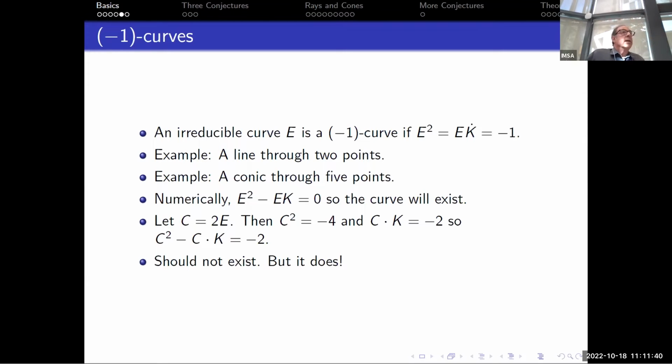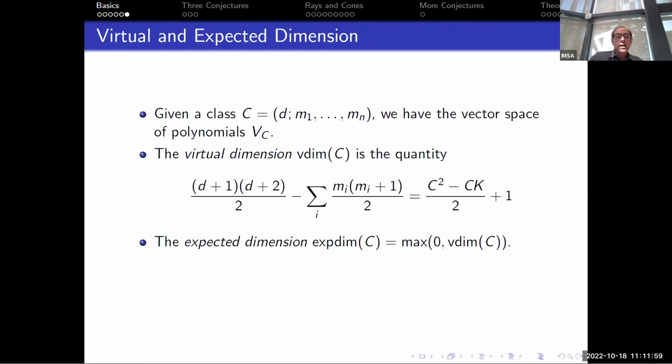Of course, the curve does exist. You have E exists, so whatever the polynomial that describes E, its square describes 2E. Right? And so certainly the polynomial exists, but it should not, okay, according to the dimension count.